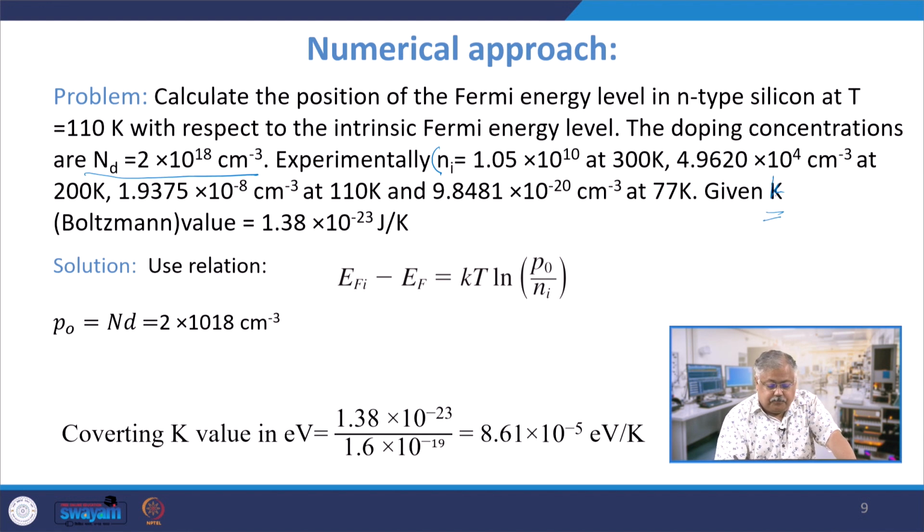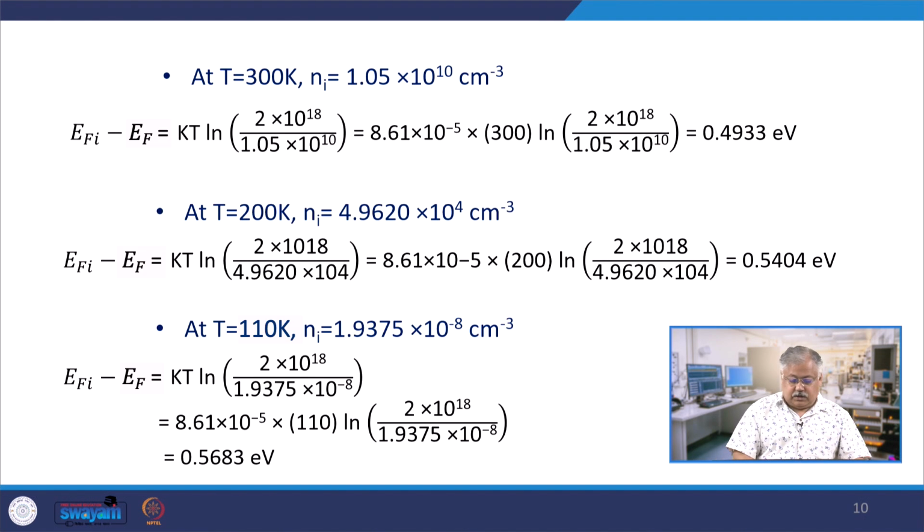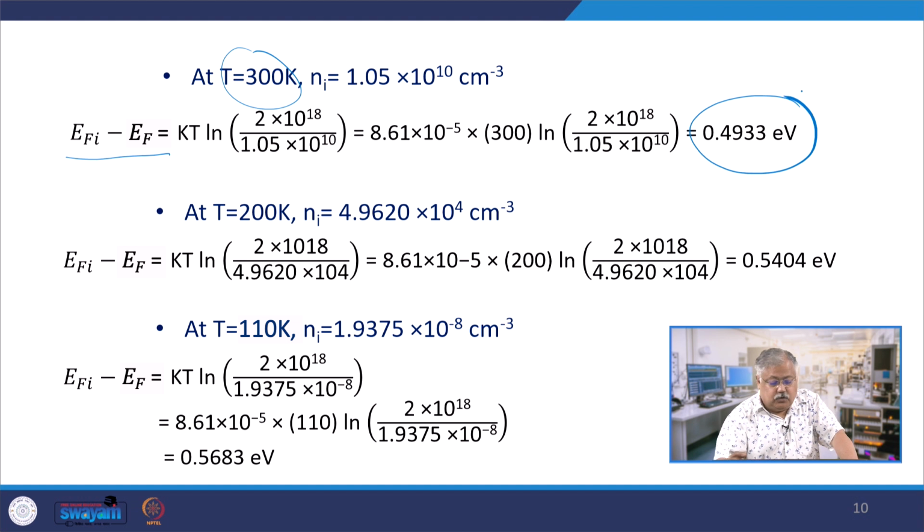This is small k. So we can use the relation that EFI, the intrinsic Fermi level minus the actual Fermi level, is kT ln of P0 by Ni. Ni is the intrinsic carrier concentration, and P0 is the number of holes available. If I assume that 100% ionization has taken place, then the value 2 into 10 to the power 18 will be there, and then we get the value of this thing to be this much. Now let's calculate the value of EFI minus EF. At 300 Kelvin, I get 0.4993.